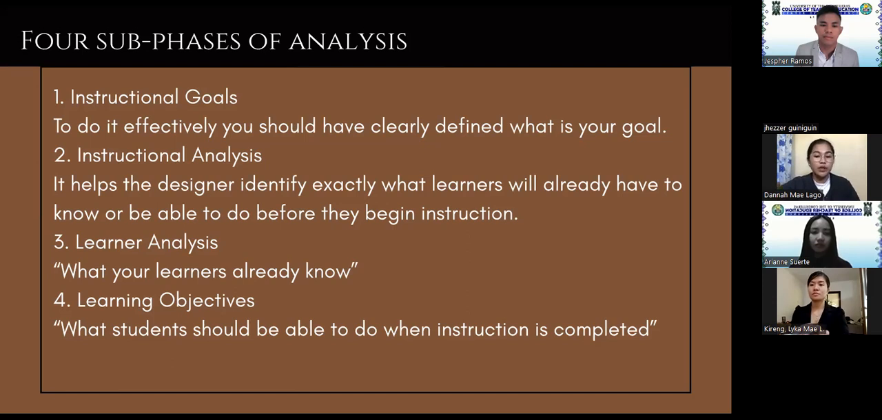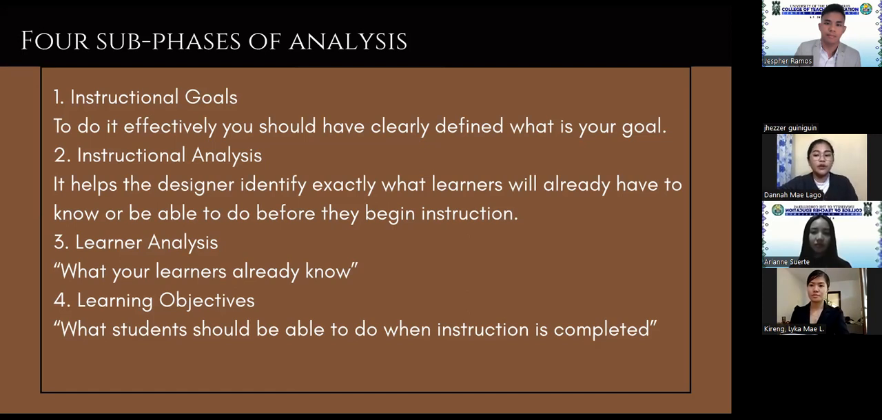So the last is the learning objective. This is what students should be able to do when the instruction is completed. They are usually in the form of skills, attitude, and knowledge. So a good way to write a learning objective is to fill in the following sentence: by the time a student finishes this course, he or she should be able to blank. This is another time to be specific and use strong verbs that specifically define students' performance.